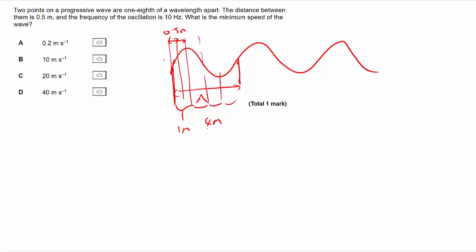Right, so we've got a 4 meter long wave oscillating at 10 hertz. What's the minimum speed of the wave? v equals f lambda. 10 is the frequency, lambda is 4. So this gives us 40 meters per second. So I'm going to go with D. Okay, this bit was a bit tough, to be fair.